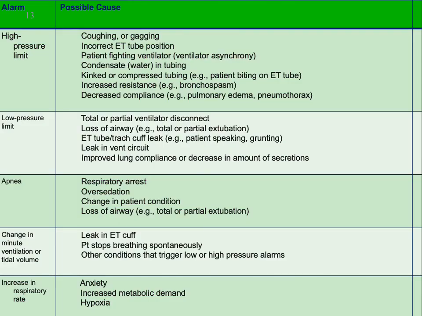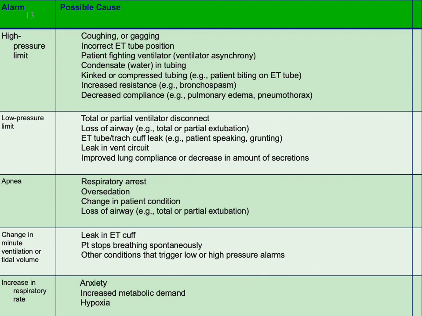There are 6 alarms that we are going to cover. The first one is the high pressure alarm limit. It is triggered by a sudden increase in airway pressure.